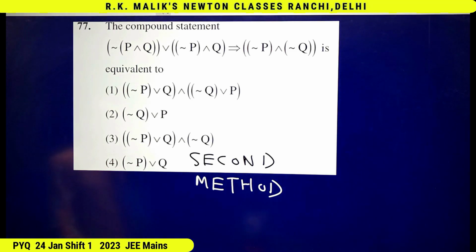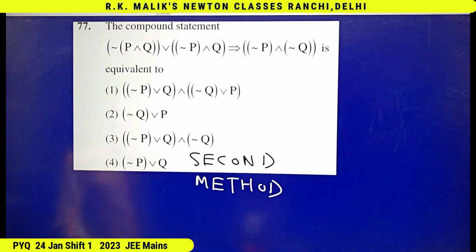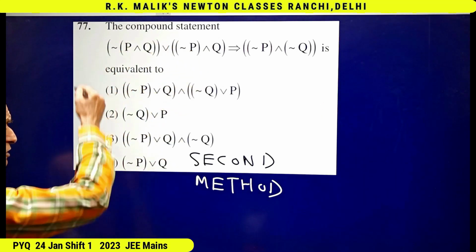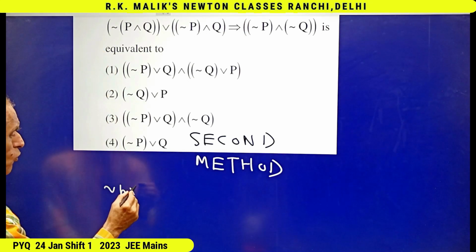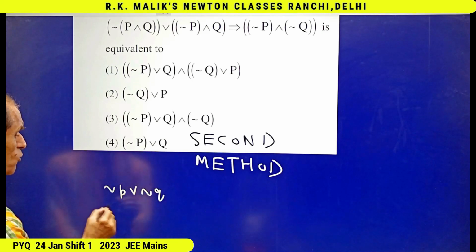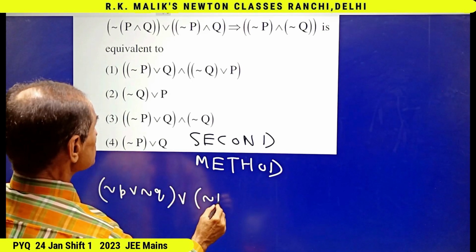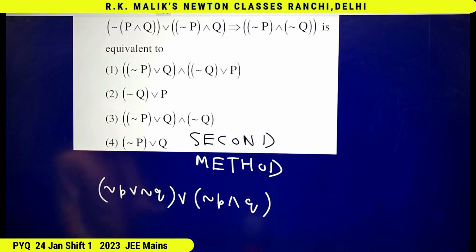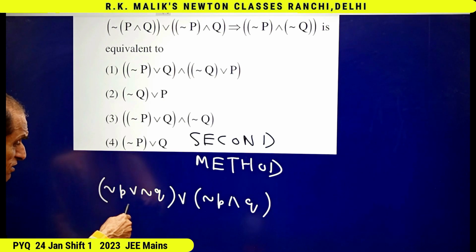Now I will solve this question by the second method, that is with the help of formulas of mathematical reasoning only. For this, first I will simplify this portion. This can be written as negation P or negation Q or negation P and Q.